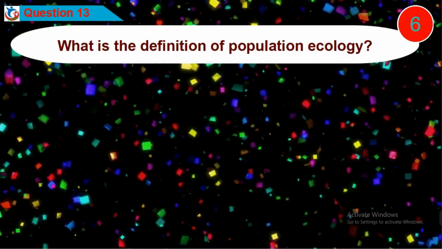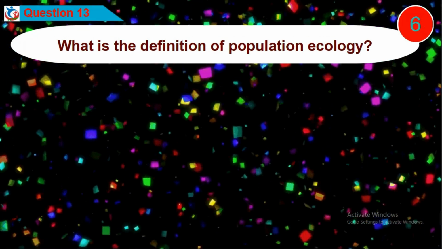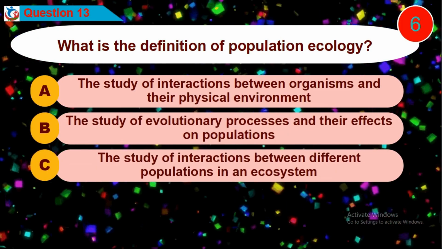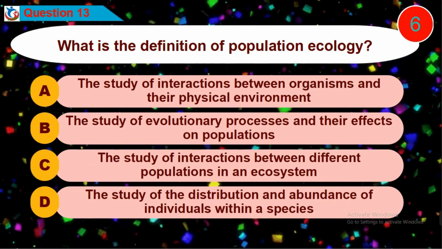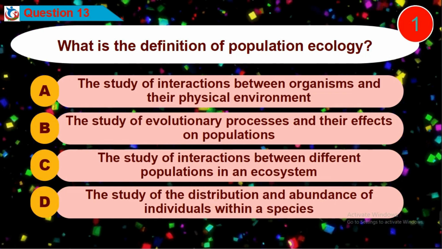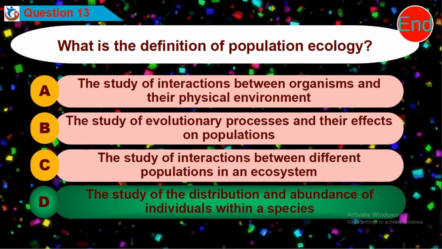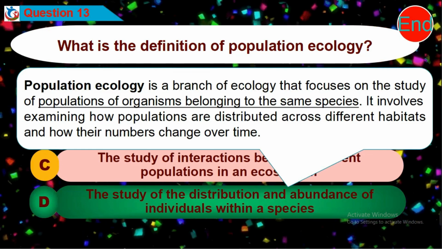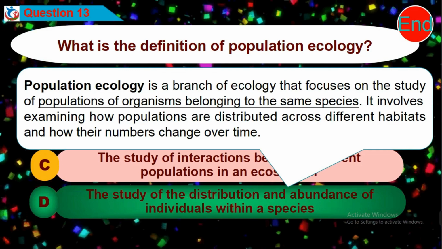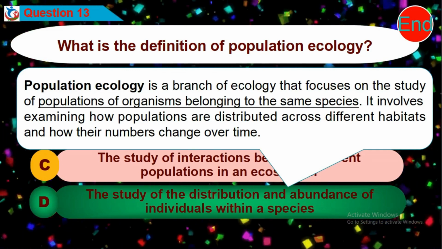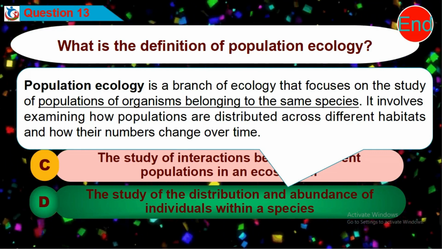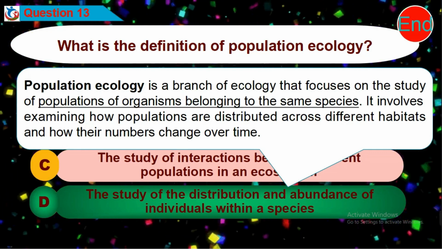Question 13. What is the definition of population ecology? Is it option A, B, C, or D? Population ecology is a branch of ecology that focuses on the study of populations of organisms belonging to the same species. It involves examining how populations are distributed across the different habitats and how their numbers change over time.